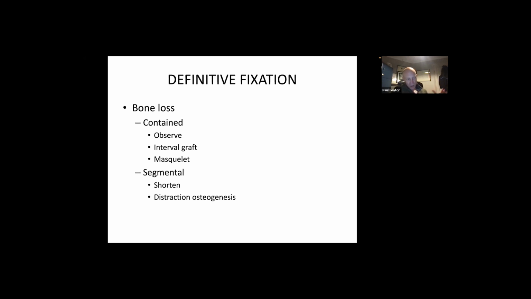But bigger defects, obviously, you can't shorten somebody's leg by 5 centimeters, because they're really not going to like that. They're going to get back problems, etc. So in those instances, we do need to reconstruct the bone defect, and probably the most common way of doing that is something called distraction osteogenesis, which again we'll look at in a second.